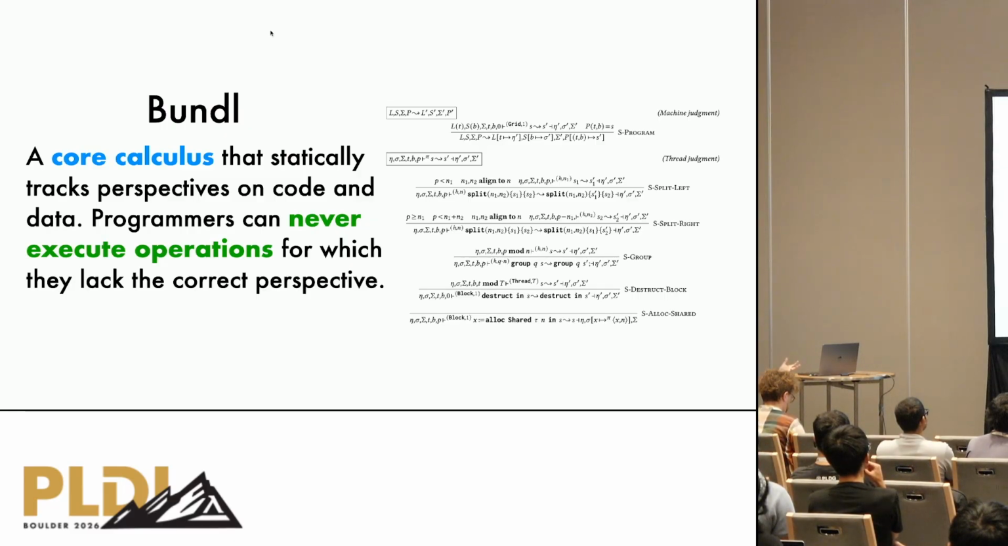Now, everything that I've talked about in Prism has been formalized in a core calculus that statically tracks perspective on code and data. A lot of ideas in this calculus are borrowed from dependency tracking. We use dependency tracking to make claims about how data from a broader perspective cannot flow into data located at a narrower perspective. Using this, we prove a soundness theorem that says that programmers can never execute operations for which they lack the correct perspective. Again, more details in the paper.